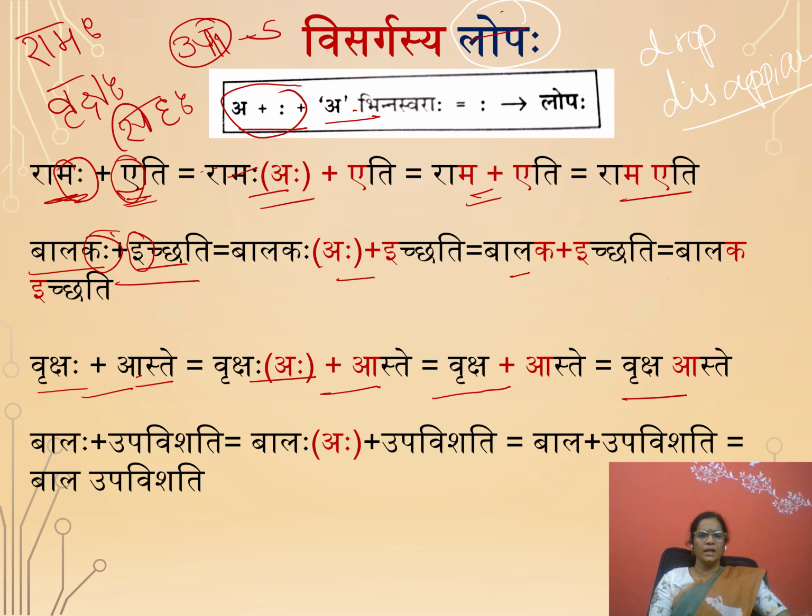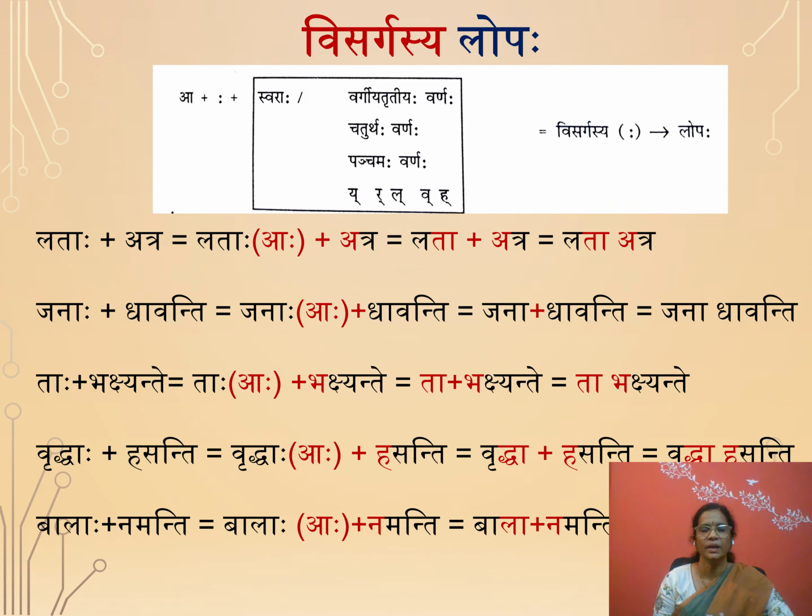Vriksha Aste. Next, Balaha Upavishati. Here Balaha ended with Aha only. Upavishati starts with a Swara other than A. Then dropping of Visarga, Bala Upavishati. The Sandhi is Bala Upavishati. This is called Visargasya Lopaha. In dropping Visarga, that means Visargasya Lopa Sandhi. In this, another rule also is there.